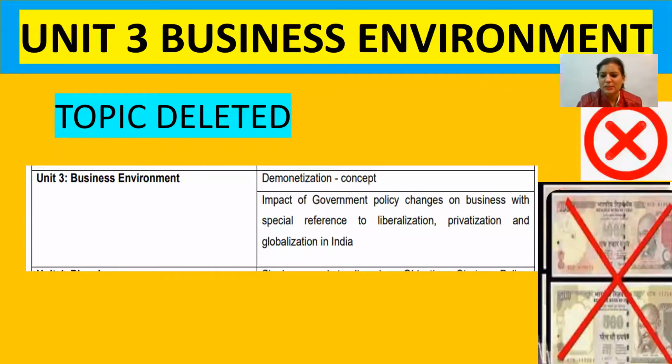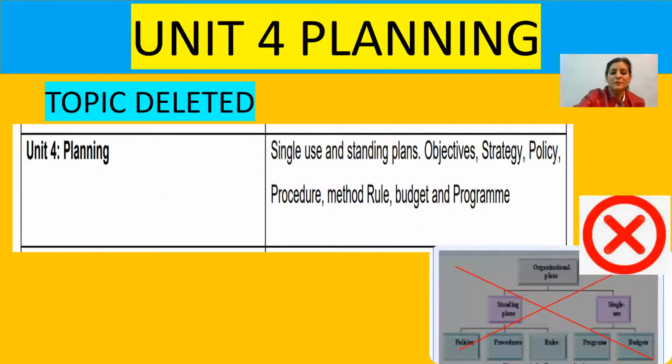In chapter 3, LPG demonetization is deleted. And the most important topic in chapter 3 is dimensions of business environment, PESTEL. What is PESTEL? Environmental factors, 5 environmental factors, external, which is out of our control. P, political, E, economic, S, social, T, technological, E, ecological, L, legal. This is the important topic in chapter 3. And chapter 4, all 8 types have been deleted. And the most important topic for this chapter is planning process.